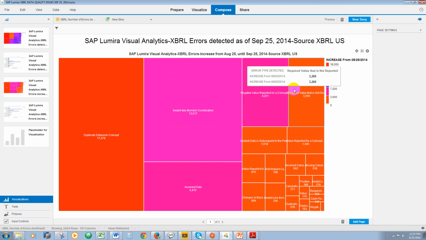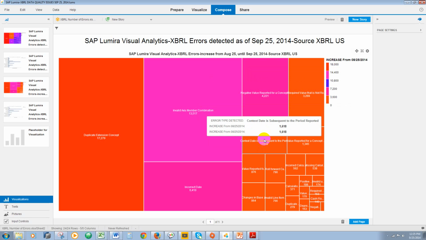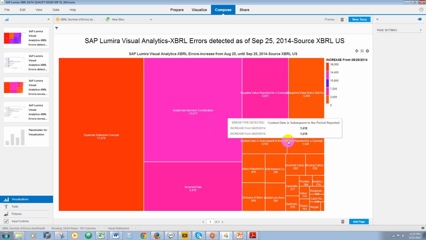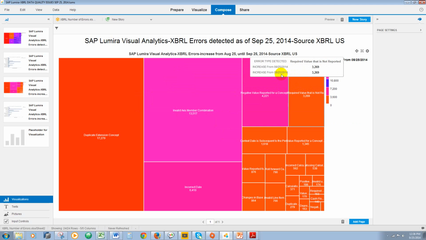And then we have required value that is not reported, which is like the growth is 3,269 over a period of 1 month. And then we have context date is subsequent to the period reported, and the growth is 1,618, which is also huge in number. And then we have value reported for a concept appears unreasonably large or small, and the growth is 1,345 over a period of a month. So these are some of the important growth rates in the errors.